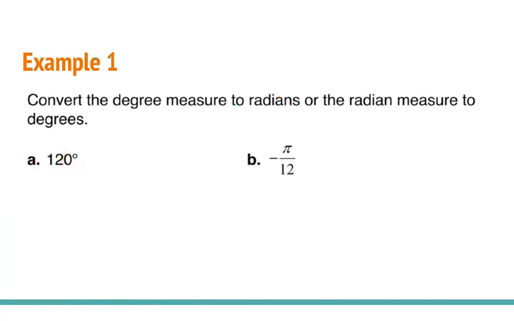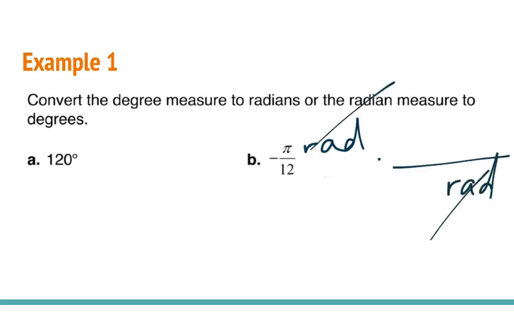I have negative pi over 12 radians. Remember, that just means if you were graphing this, you start by going clockwise. So you start by going down. Converting that to degrees is no different, though. We can still do it the exact same way. We just know we're going to have a negative degree. So since this is in radians, again, I think it's really helpful to actually write the unit you have, because then you know that unit needs to go in the denominator. That way these cancel. So fill in your fraction.